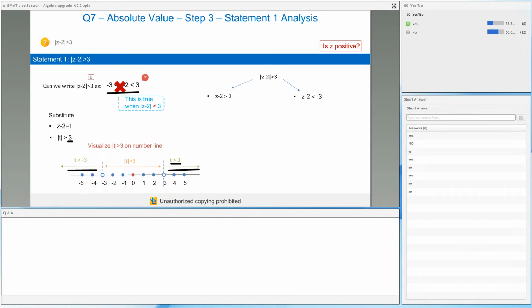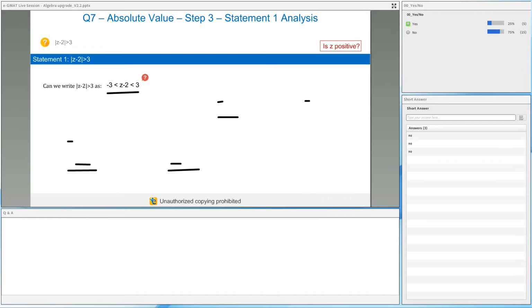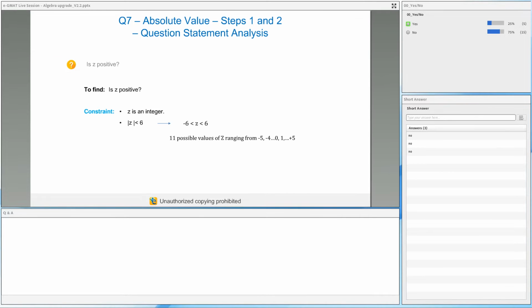So I can say since T is greater than 3, and T is Z minus 2, I'm putting this value back here. In the same way, this is also valid, so I'm putting Z minus 2 back here. And from this I can come to the conclusion that Z is greater than 5 or Z is less than -1. Now tell me, if Z is greater than 5, do we have any positive values? Remember your constraint, Z is an integer and it is between -5 to +5 inclusive. No, right? You cannot get any value where Z is greater than 5.